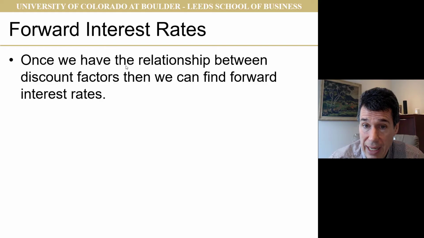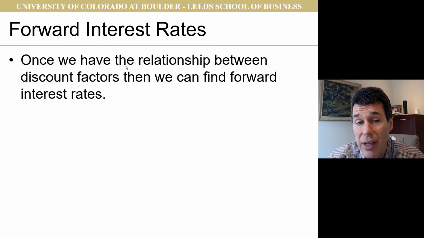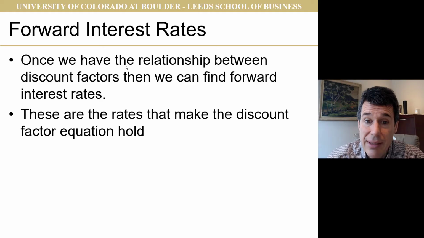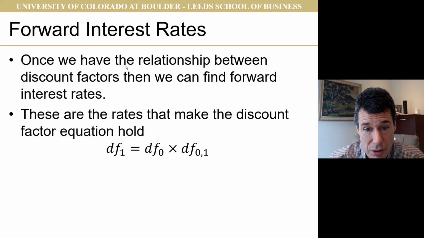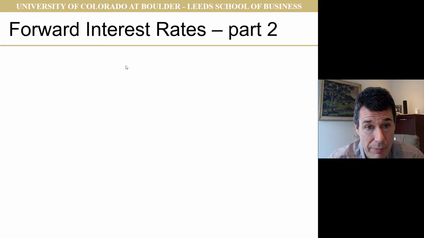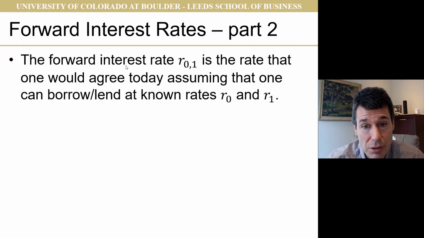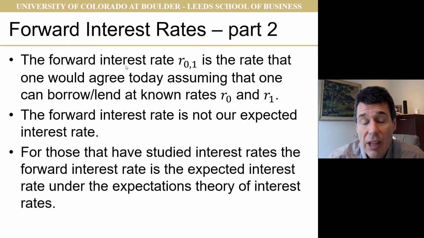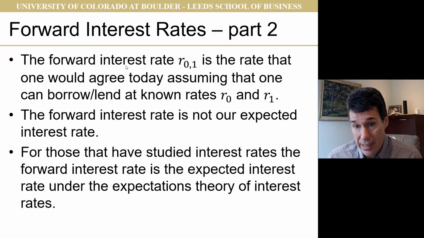Forward interest rates, if we have the relationship between discount factors, then we can find forward interest rates. And these are the rates that make the discount factor equation hold. Discount factor 1 equals discount factor 0 times discount factor 0,1. The forward interest rate is the rate that one would agree today, assuming that one can borrow or lend at known rates R0 and R1. The forward interest rate is not the same, this is an important thing, as our expected interest rate. The forward interest rate is the rate we can agree today so that there's no arbitrage in the market. There's no free money to be made in the market.